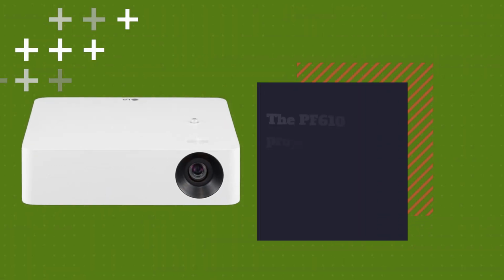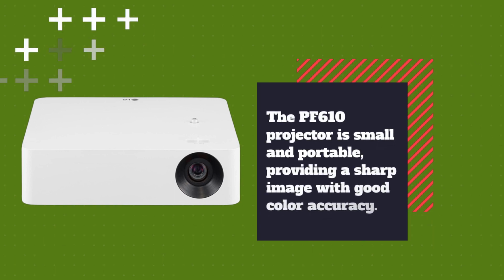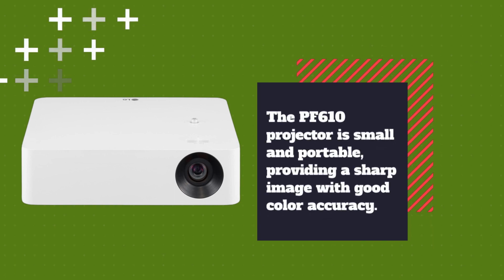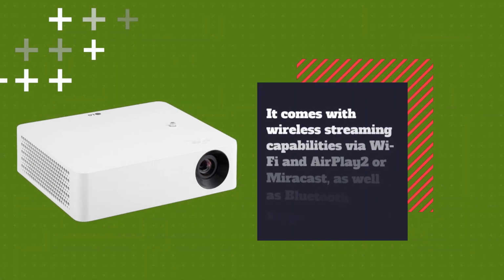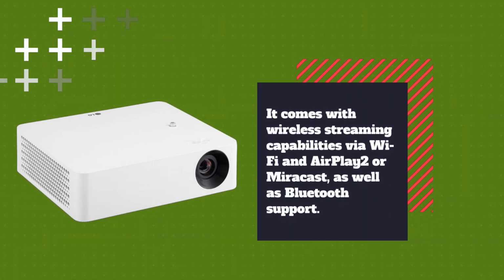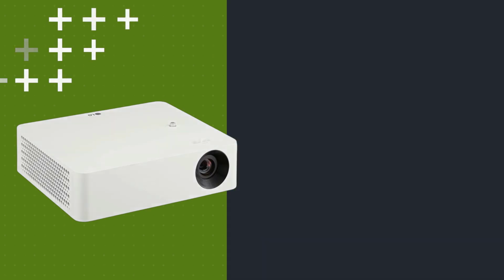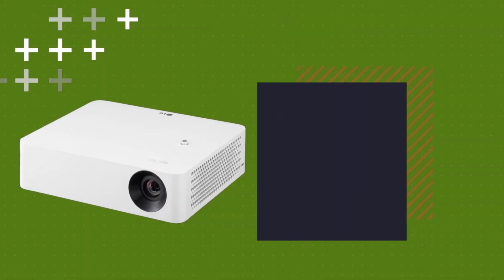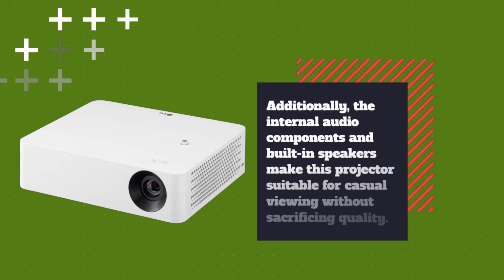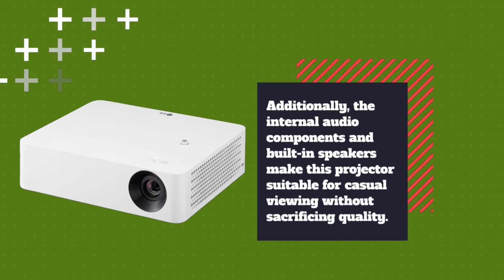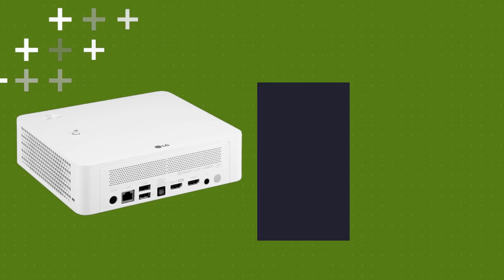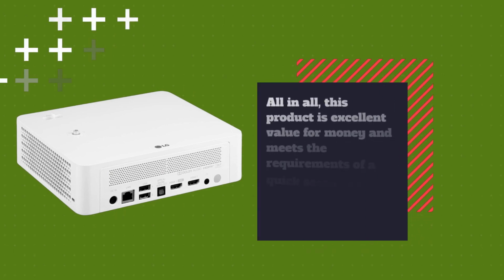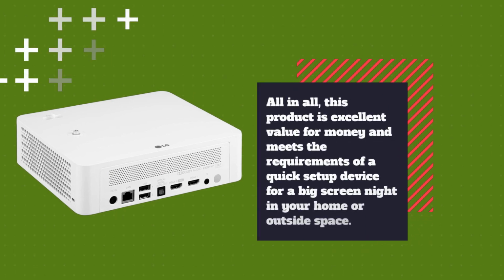The PF610 projector is small and portable, providing a sharp image with good color accuracy. It comes with wireless streaming capabilities via Wi-Fi and AirPlay 2 or Miracast, as well as Bluetooth support. Additionally, the internal audio components and built-in speakers make this projector suitable for casual viewing without sacrificing quality. All in all, this product is excellent value for money and meets the requirements of a quick setup device for a big screen night in your home or outside space.